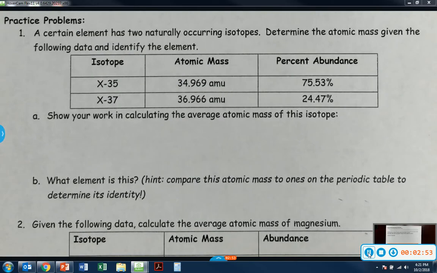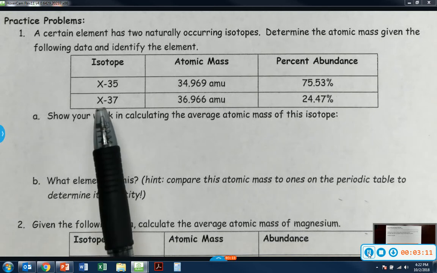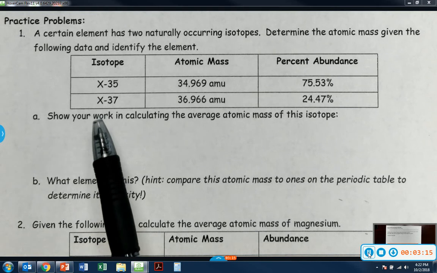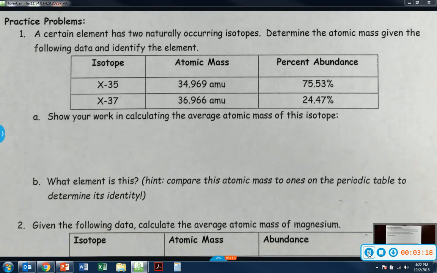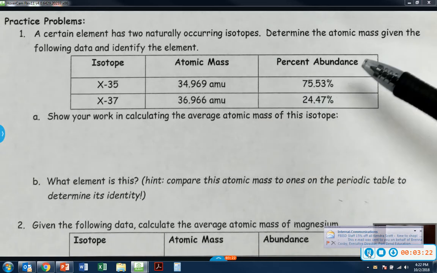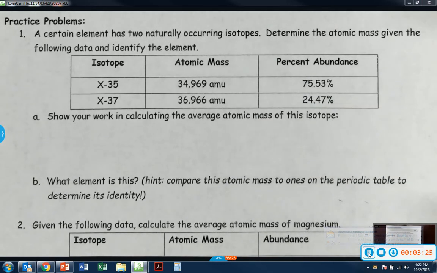Alright, so let's take a look at practice problem number 1. A certain element has two naturally occurring isotopes. Determine the atomic mass given the following data and then identify the element. So we have isotope X35 as well as isotope X37. Remember, X stands for our unknown isotope. They also give us the mass of each isotope as well as the percent abundance of each isotope.